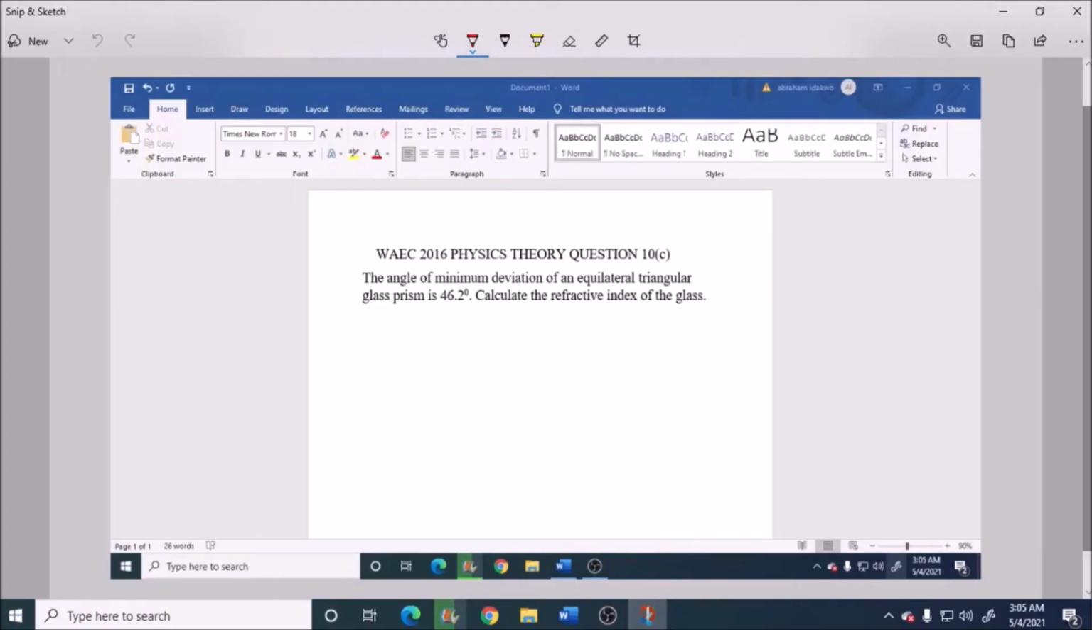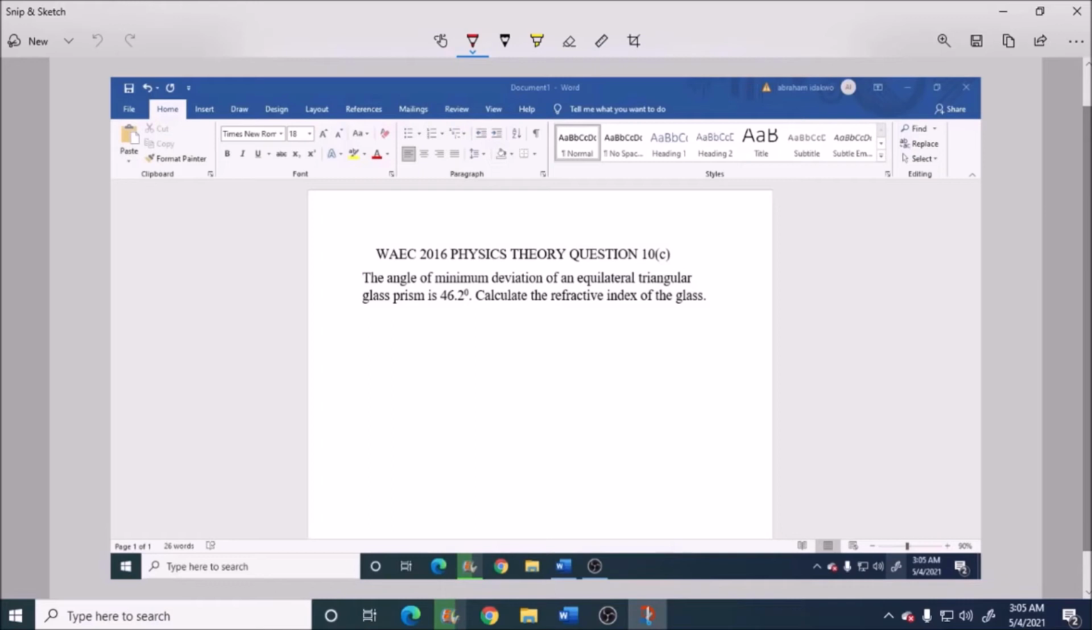Hello and welcome. Today I will be answering WAEC 2016 Physics Theory question number 10C. The angle of minimum deviation of an equilateral triangular glass prism is 46.2 degrees. Calculate the refractive index of the glass.